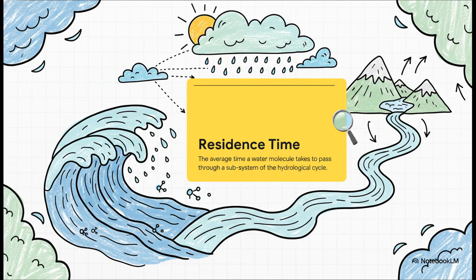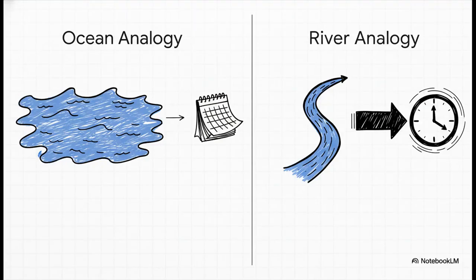Now for residence time, which is a really interesting concept, it measures the average amount of time that a single water molecule spends in a particular part of the hydrological cycle, whether that's in the ocean, a river, or even in the atmosphere. The formula to calculate it is simple. Residence time equals the total volume of water in that reservoir divided by the average flow rate through it. And this leads to some amazing facts. For example, a water molecule can stay in the ocean for thousands of years because the volume is just so vast. But in a fast-flowing river, its residence time might only be a few days or weeks.